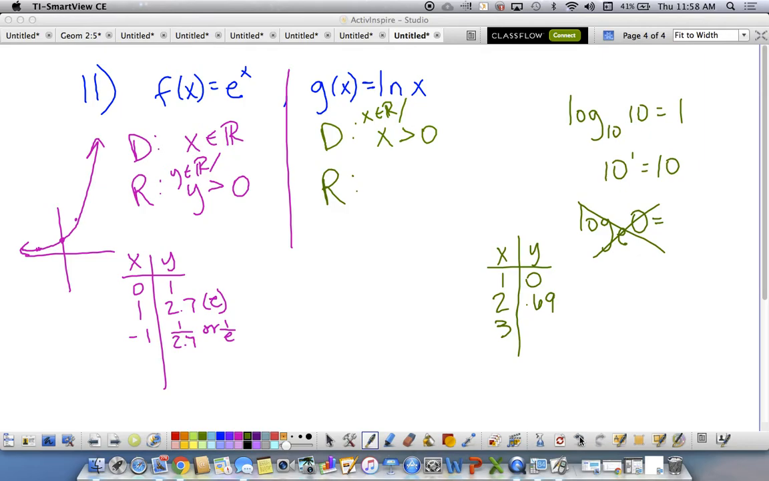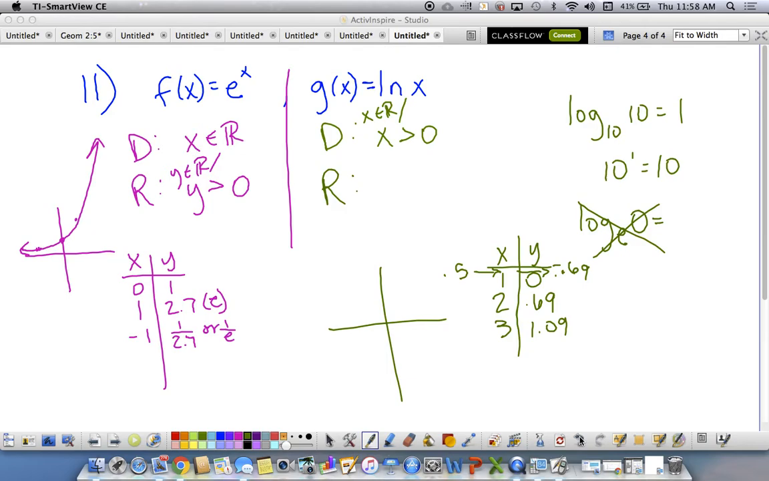If x equals 3, it's 1.09. So we know this. Give me another one. What about bigger? What about 0.5? Negative 0.69. Whoa. It starts going on, it's just so long. Okay, so what does the graph look like?